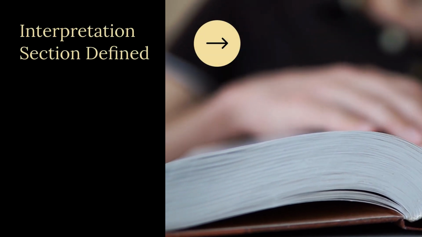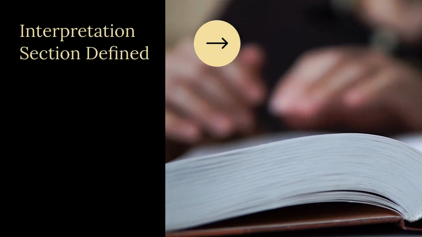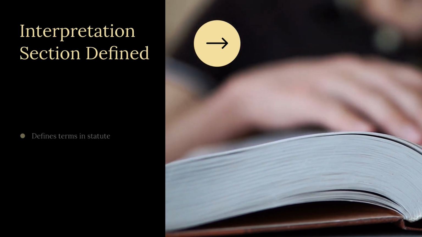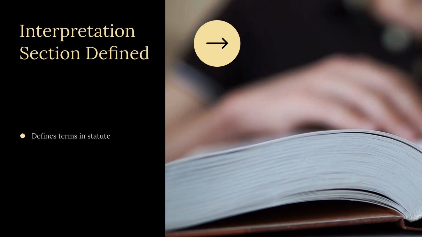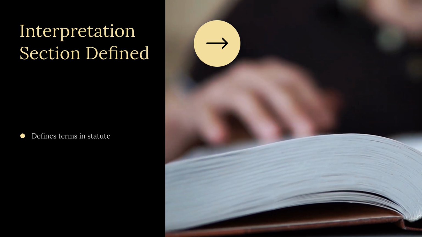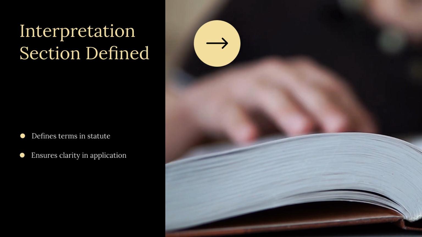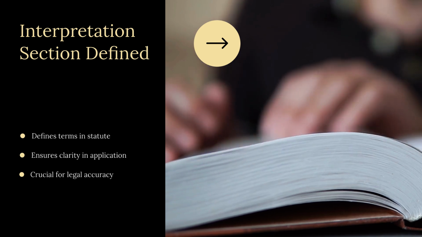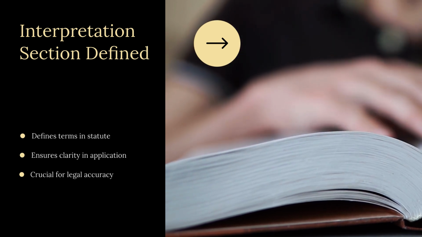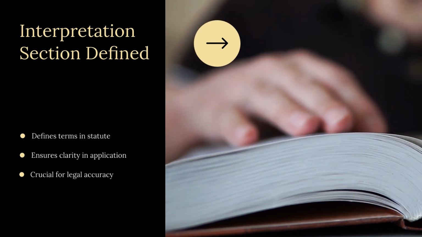The interpretation section defines terms within the statute. It ensures clarity and avoids ambiguity in legal application. Locate it near the end of the Act for specific definitions. Apply these definitions consistently throughout the statute. This section is crucial for accurate legal interpretation.